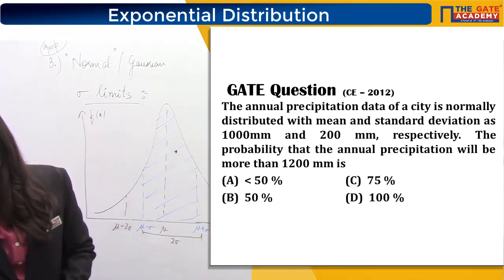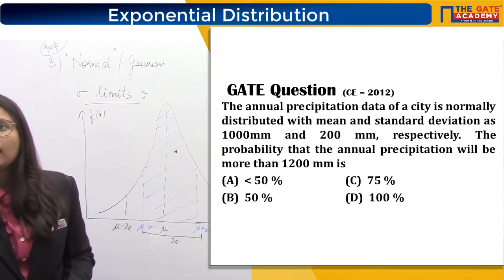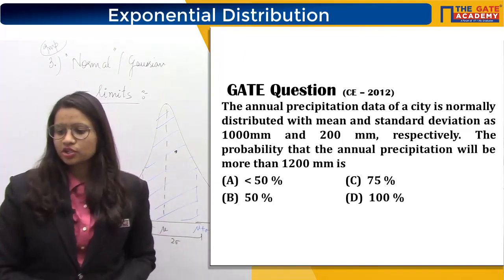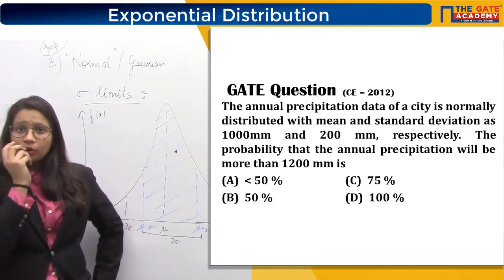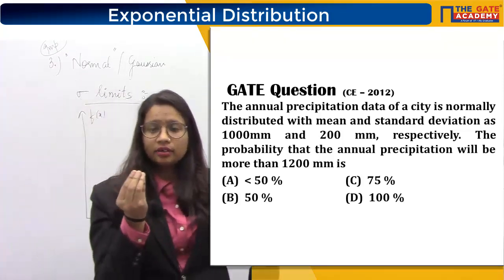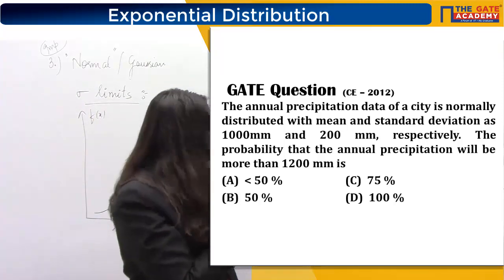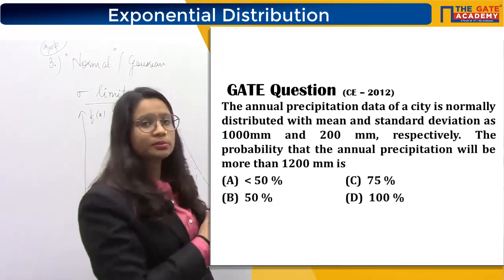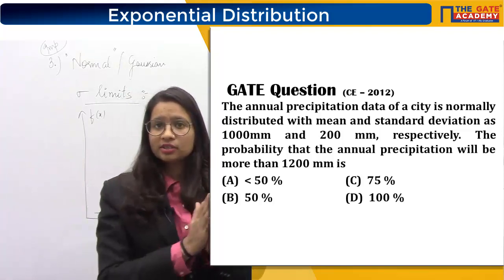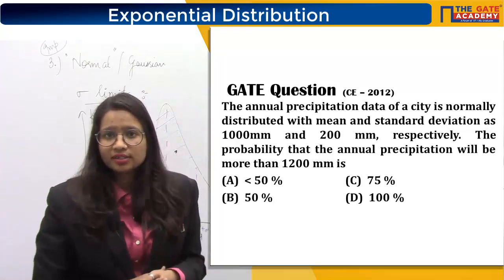Okay, now let's have a question on how the questions are asked in this topic. So the first question you can see in the slide. Whenever this kind of question comes, first of all you will look at how to find this mu minus sigma, mu plus sigma. You will always look for these values so that you can give your answer.